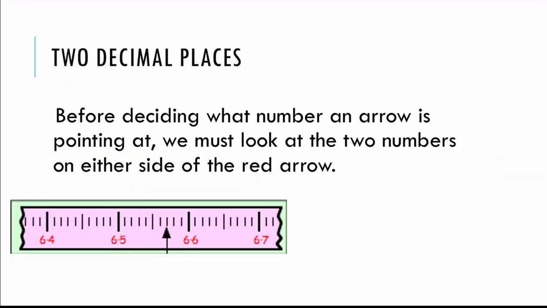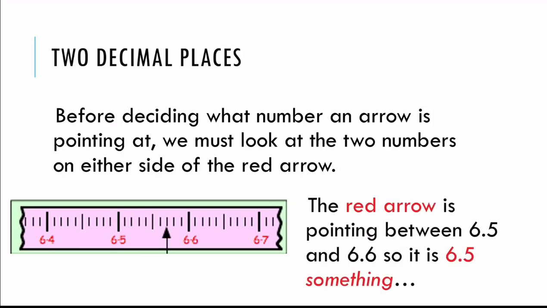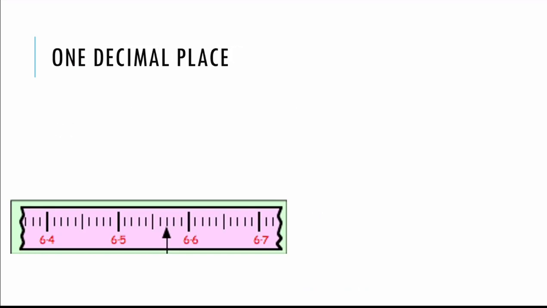Now we're going to look at two decimal places. Before deciding what number an arrow is pointing at, we must look at the two numbers on either side. The only difference is now they are not going to be whole numbers, they are going to be numbers that have one decimal place. The red arrow is pointing between 6.5 and 6.6, so it is 6.5 something. Bigger than 6.5 but not quite 6.6.